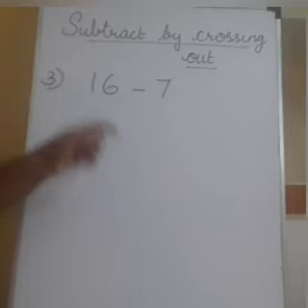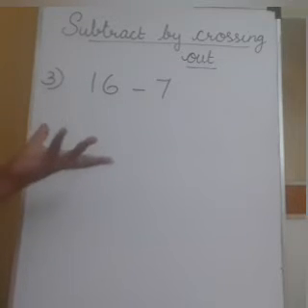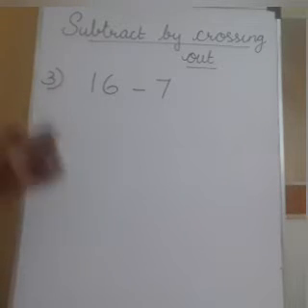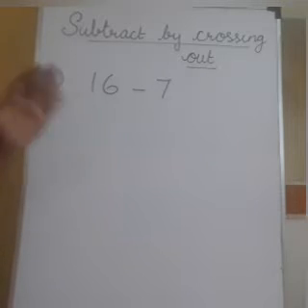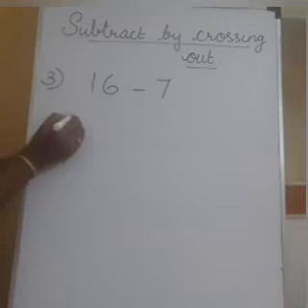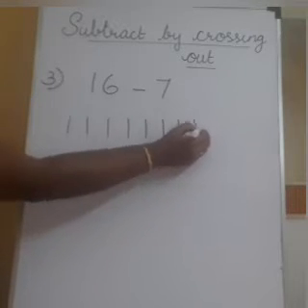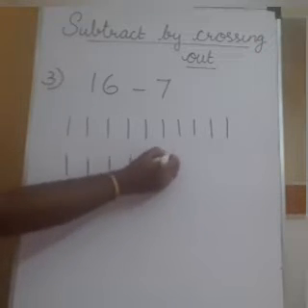First, what we want to do? Look to the first number. The first number is what? 16. So, what we can do? We can draw how many lines? Yes, we have to draw 16 lines. Why? Because 16 is the first number. 1, 2, 3, 4, 5, 6, 7, 8, 9, 10, 11, 12, 13, 14, 15, 16.